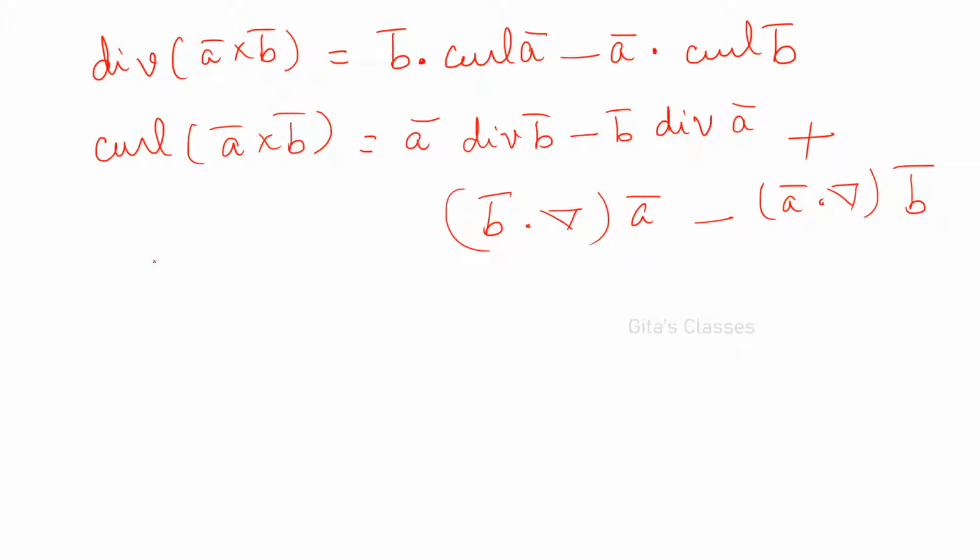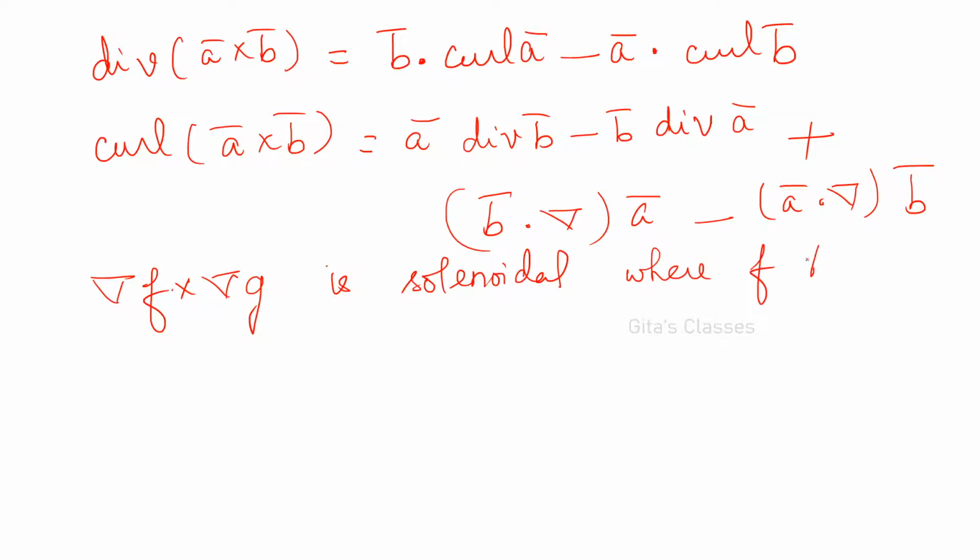Then using this, there are some problems also. Prove that del f cross del g is always solenoidal, where f and g are scalar point functions. So even you can do problems using these things.